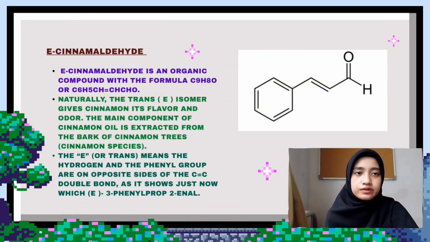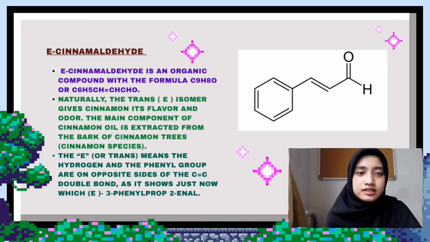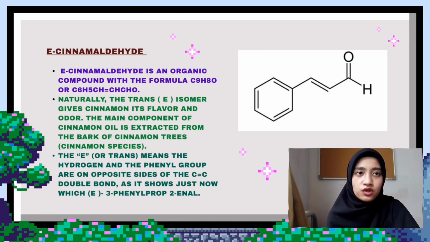Hello, in this part, I will begin to explain about chemical and active compounds. The first compound I'm going to explain is E-cinnamaldehyde. E-cinnamaldehyde is an organic compound with a molecular formula C9H8O, or it can also be written as C6H5CH=CHCHO. This compound is the main component of cinnamon oil, which is extracted from the bark of cinnamon trees. It is responsible for giving cinnamon its distinct flavor and pleasant smell.